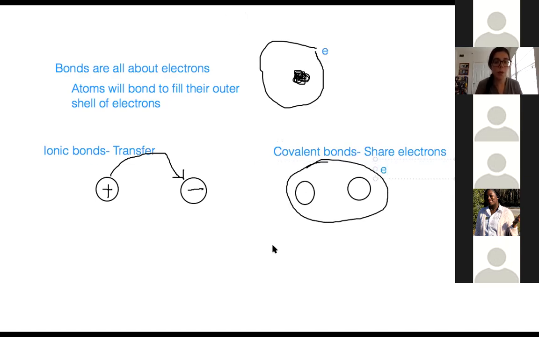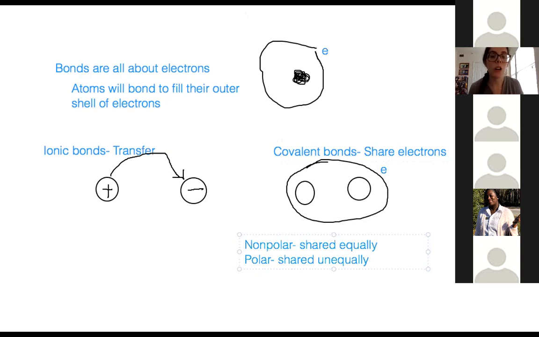And we have two different types of covalent bonds. In our nonpolar bonds, they're shared equally. But in our polar bonds, they're shared unequally. What this does is it creates a partial charge. So our polar bonds create partial charge. And what that means is that for our polar bonds, we have two atoms here, and rather than sharing them equally, one is going to share them a little bit more.